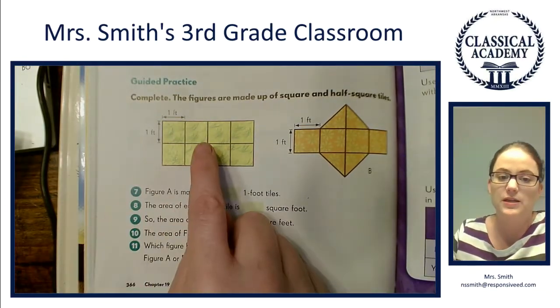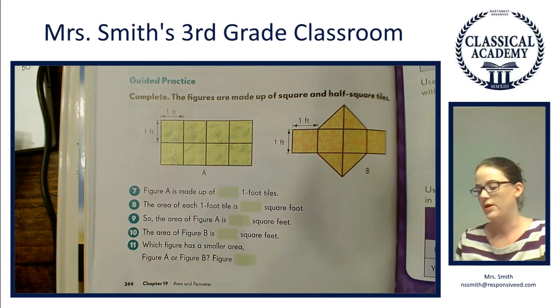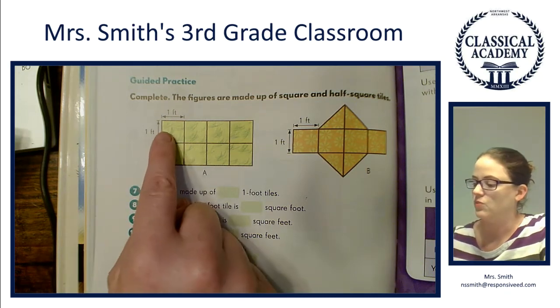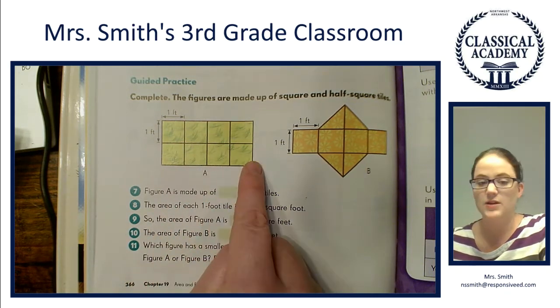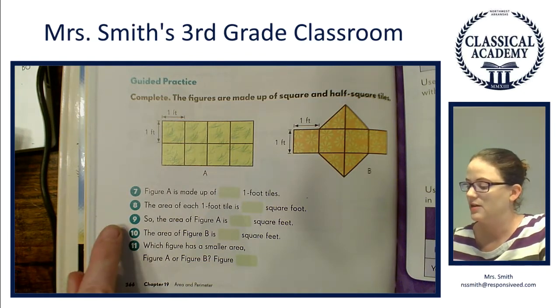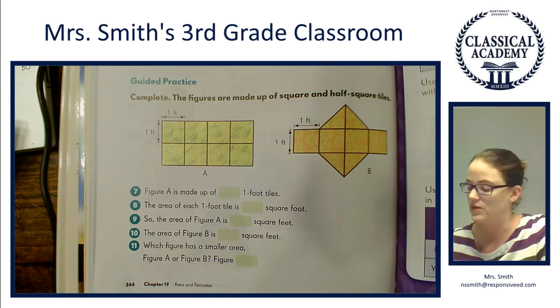It says complete. The figures are made up of square and half square tiles. Let's look at number 1, or figure A. Figure A is made up of 1, 2, 3, 4, 5, 6, 7, 8, or 2 times 4, 8 1-foot tiles. The area of each 1-foot tile is 1 square foot. So the area of figure A is 8 square feet.